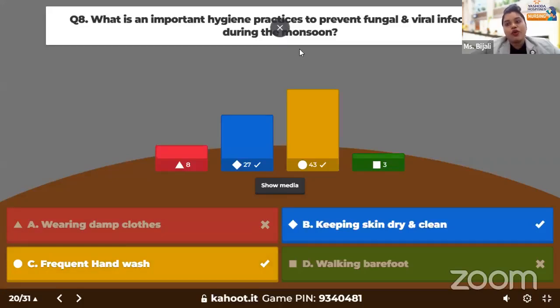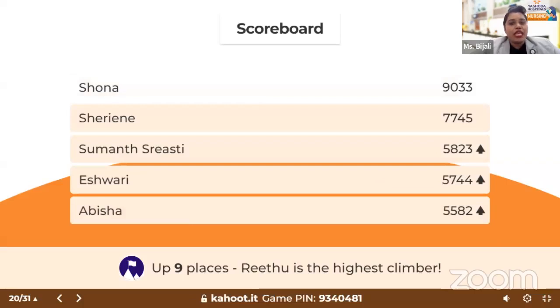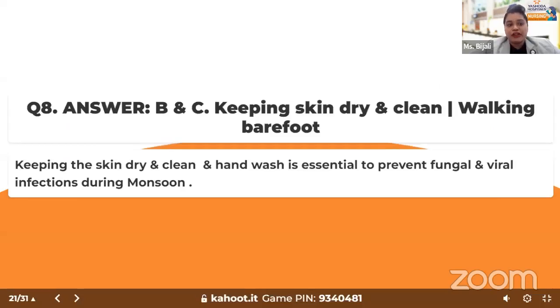So let's see on the scoreboard who has won the race. First, again we can see Shona on top, claps for Shona on the board. It has been going great. Next we have Sherin again. She is also going great. Next we have Sumant. So here's the rationale: keeping the skin dry and clean and hand washing is essential to prevent fungal and viral infections during the monsoon.